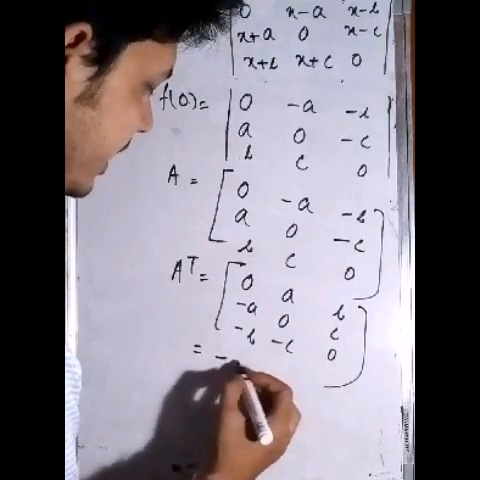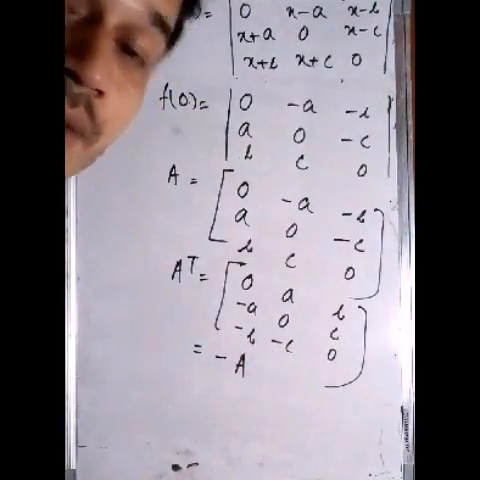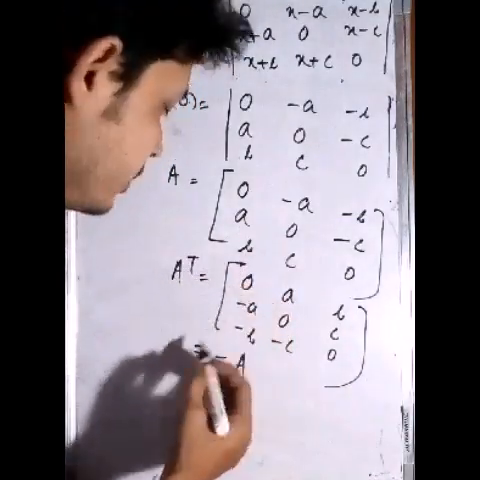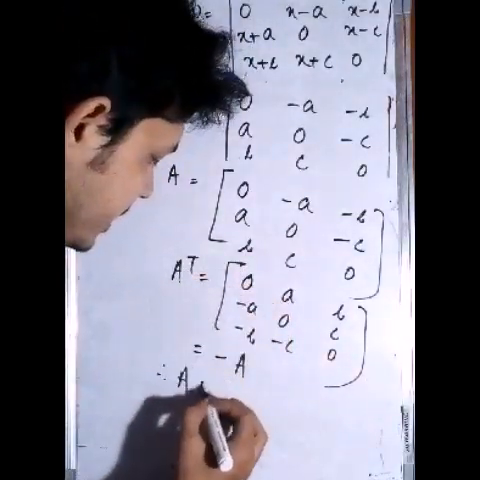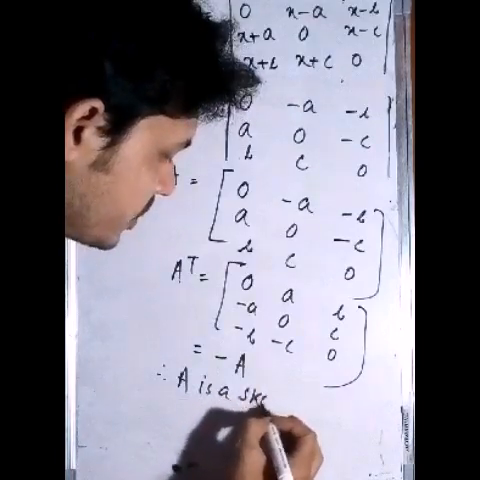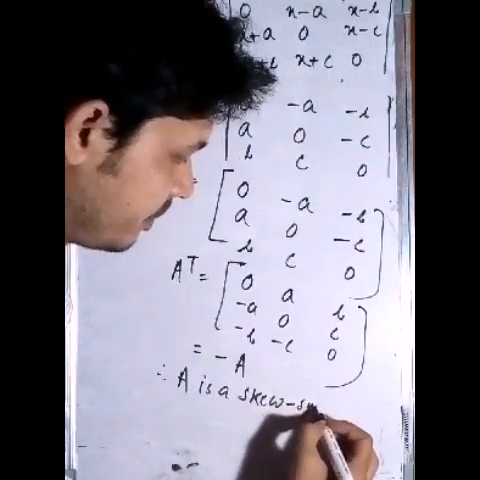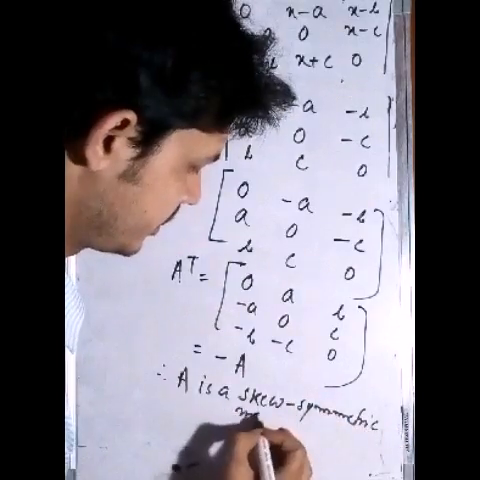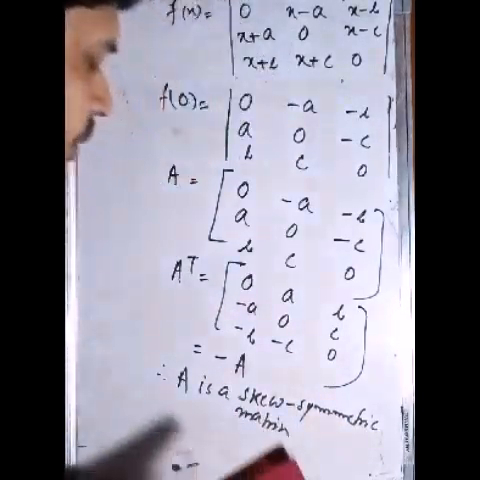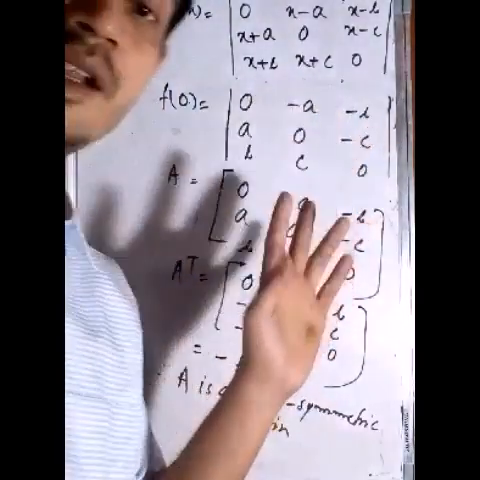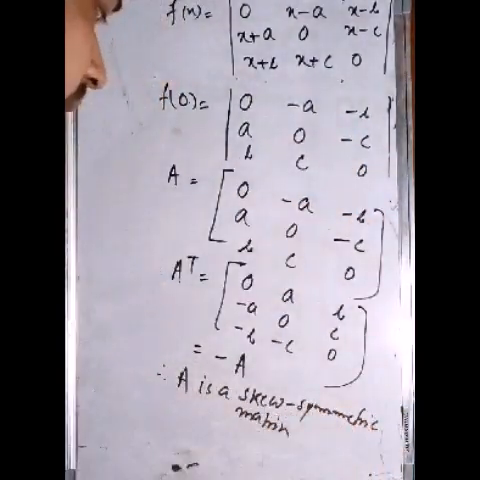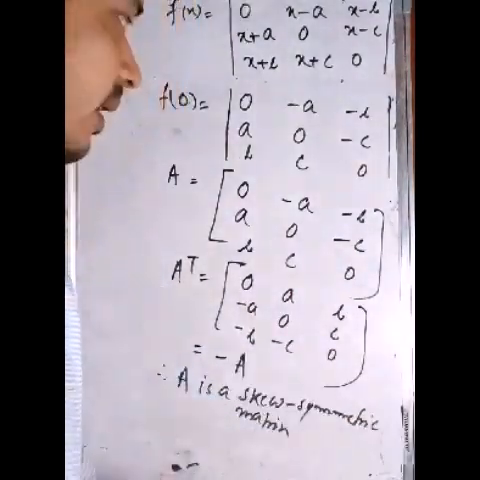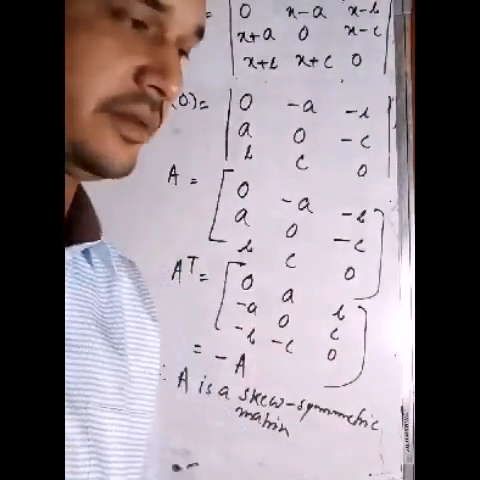So easily we can write this is equal to minus A. So after taking the transpose, we get minus A. That means the matrix is skew symmetric. Therefore capital A is a skew symmetric matrix. So when we take the transpose and see repetition of the elements, each and every element must be repeated with a plus sign in one place and a minus sign in another place.